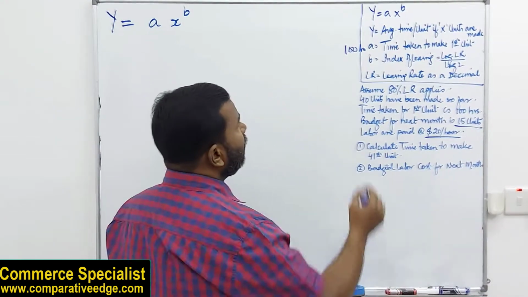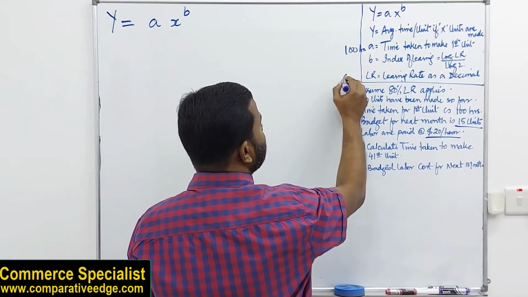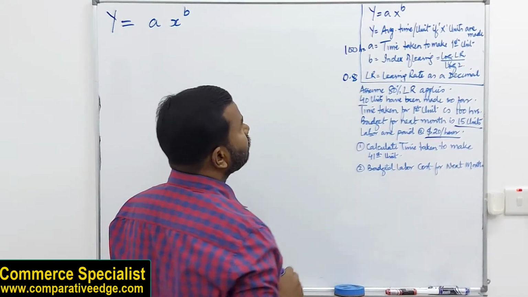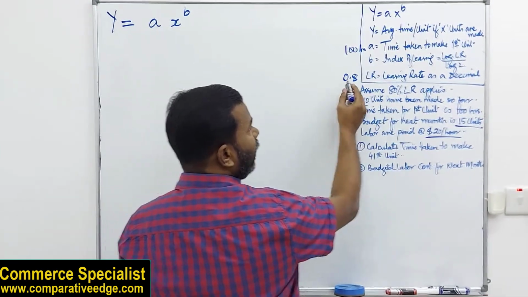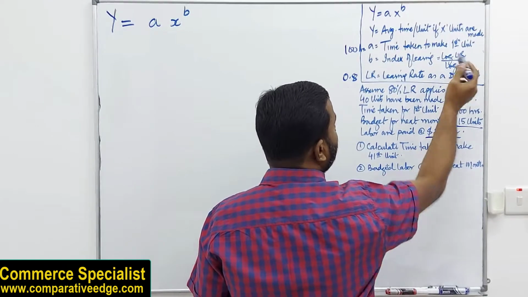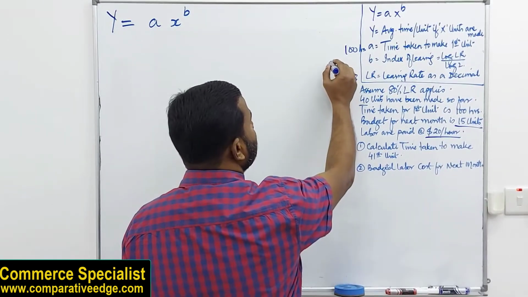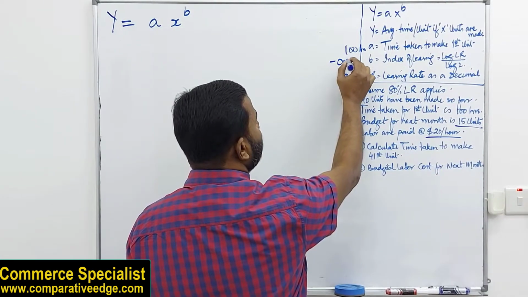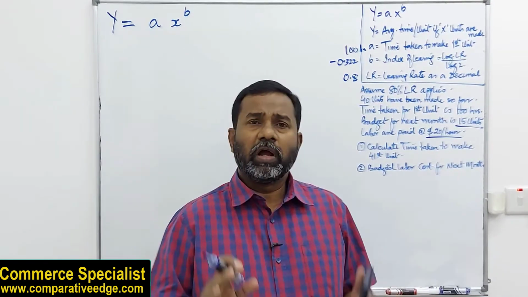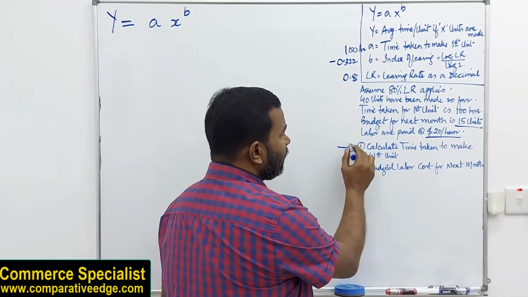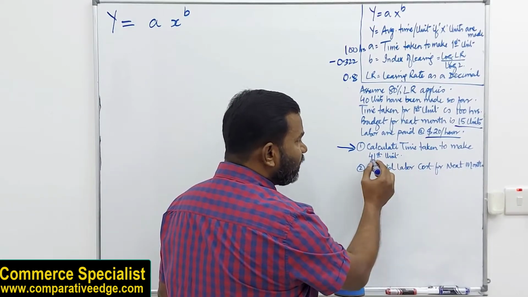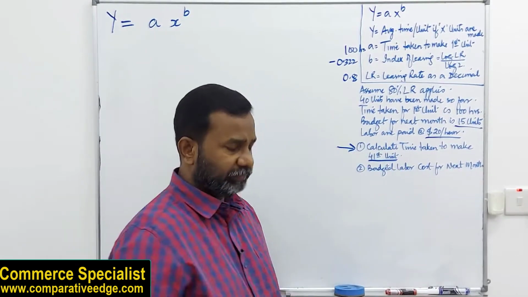That is okay. Learning rate we know that is 80%, which is 0.8. B will be calculated. Obviously log of 0.8 divided by log of 2, minus 0.322. So now, the question is asking me, calculate the time taken to make the 41st unit.